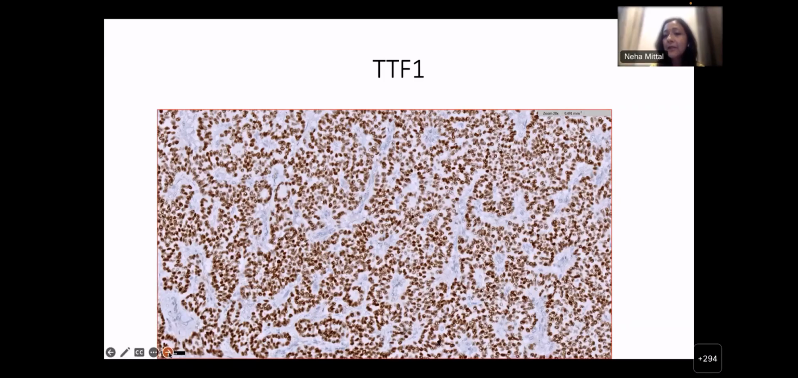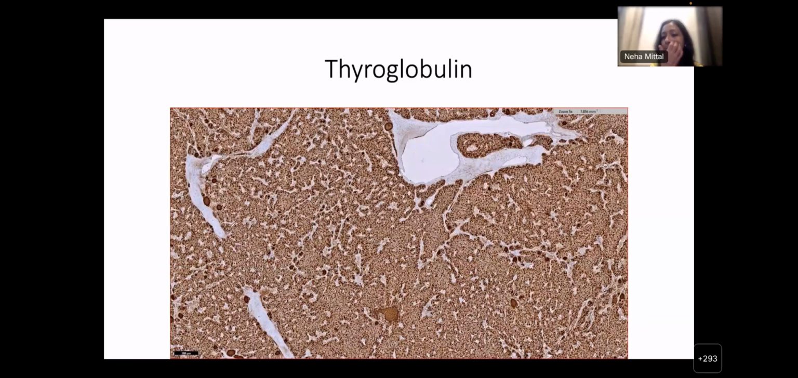But TTF1 can, very rarely, also be seen in a few endometrial and ovarian tumors. So the diagnostic marker we consider the most specific for thyroid origin tumors, for tumors which have thyroid histology, is thyroglobulin. Okay, so here you can see thyroglobulin is diffusely positive in this case. So what is the diagnosis here? Struma ovarii.